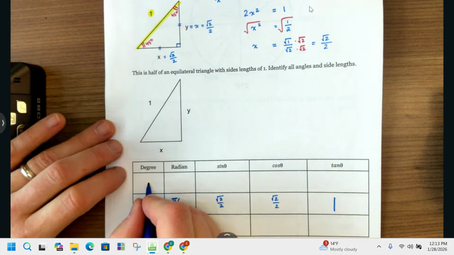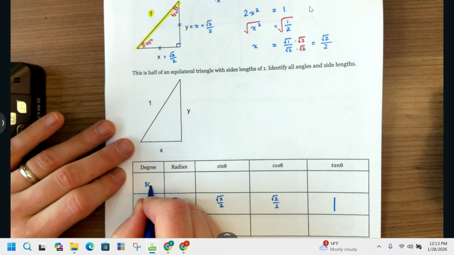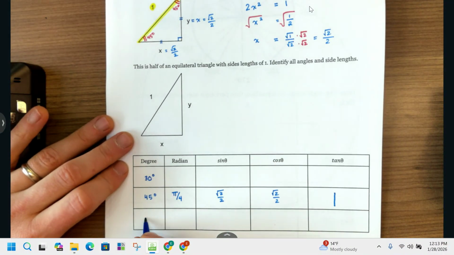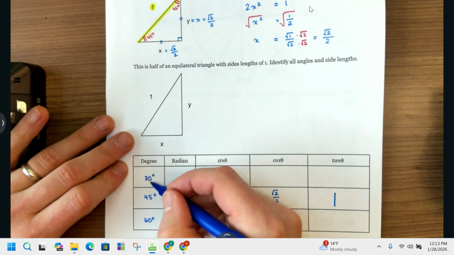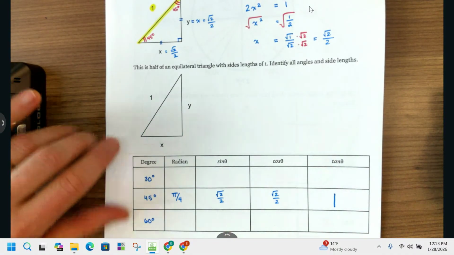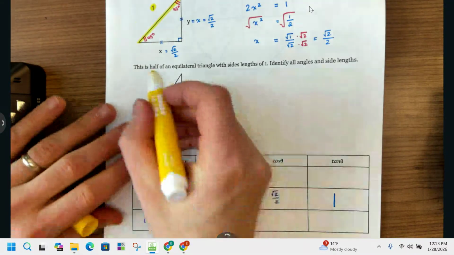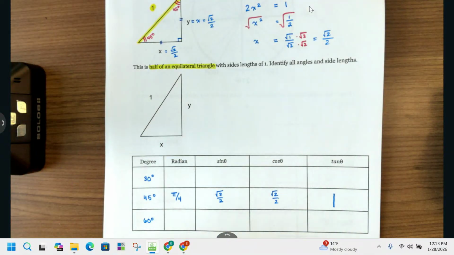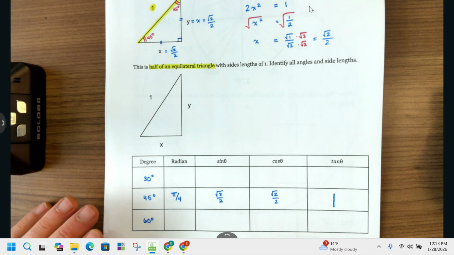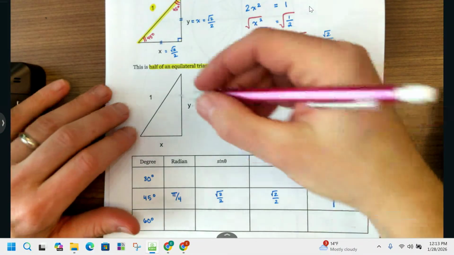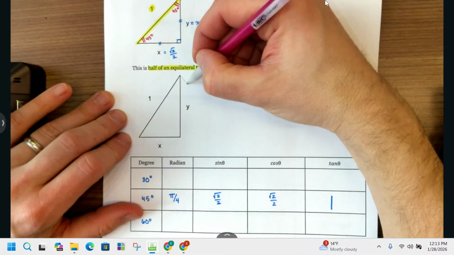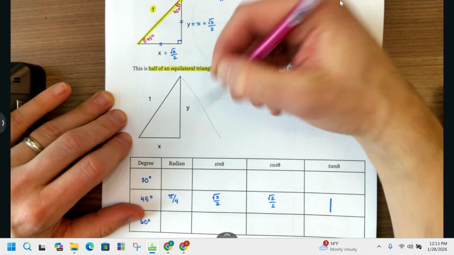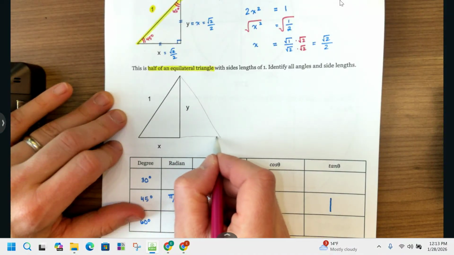Okay, now we're going to do the same thing for 2 more special angles. Those are going to be 30 degrees and 60 degrees, and we're going to get those right here. So this is half of an equilateral triangle. What I want you to imagine, let's see if I got a pencil here, is here's the rest of the equilateral triangle. Lightly drawing this in pencil.